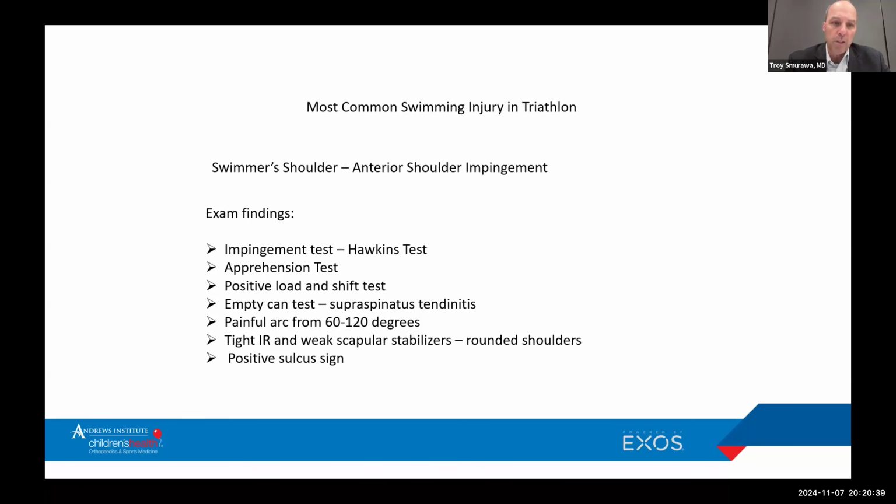A positive load and shift test will also be positive for an anterior impingement. Empty can test will show if there's any associated supraspinatus tendonitis and weakness. They'll have a painful arc from 60 to 120 degrees. And probably the most important thing that I'll see is swimmers that are pretty much doing freestyle will have tight internal rotators and weak scapular stabilizers, and you'll be presented with more of those rounded shoulders than square shoulders.